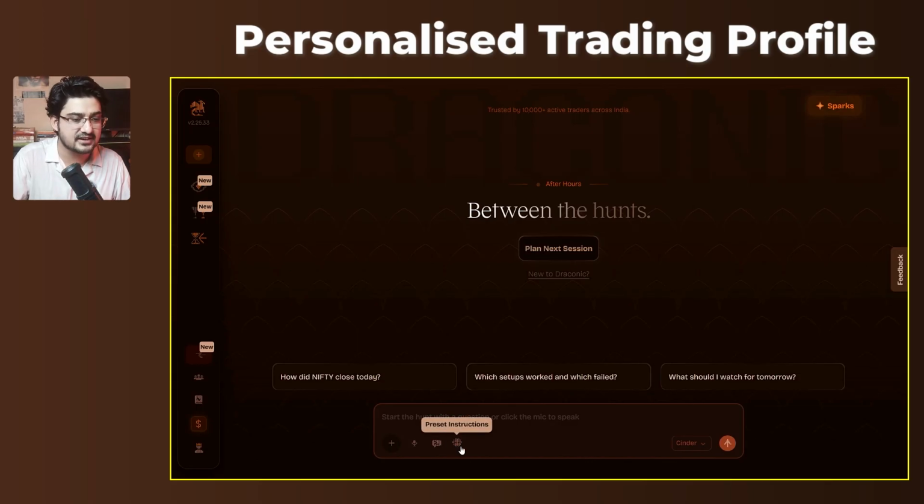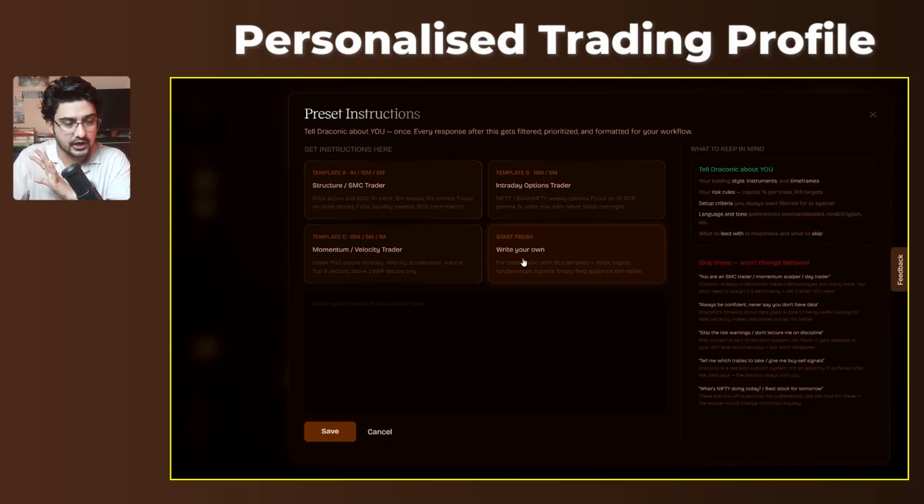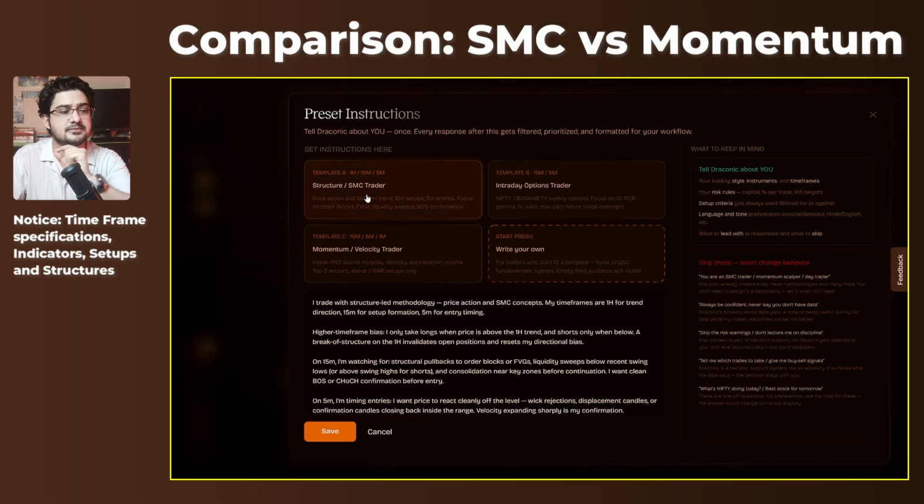And if I go to preset instruction, I will see some templates. These templates are specifically created based on different trading profiles. For example, we have structured or SMC trader. In template B, we have intraday option trader, or in option C, we have momentum or velocity trader, and we have a completely empty slot wherein anyone with his own custom trading style can come in and define his instructions. To go into slight depth, we can see structured or SMC trader profile or a momentum velocity trader.